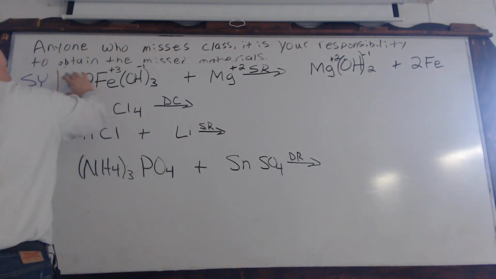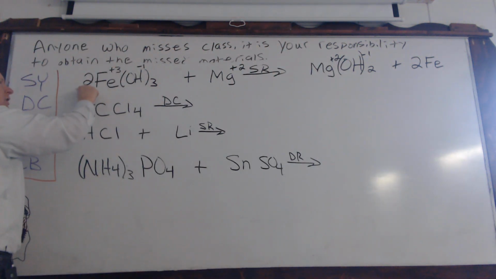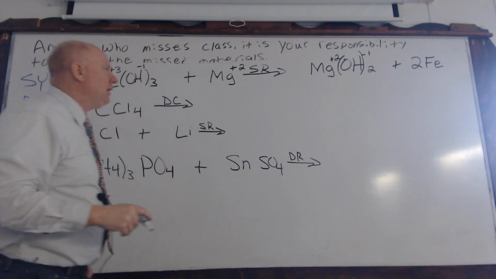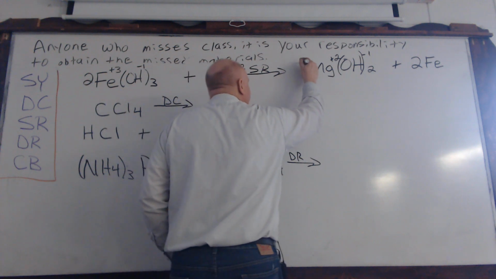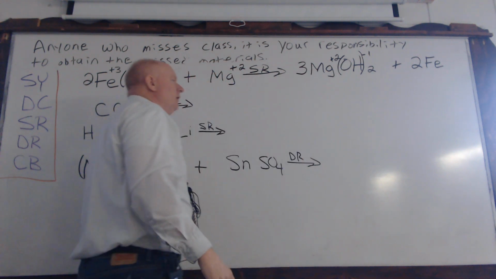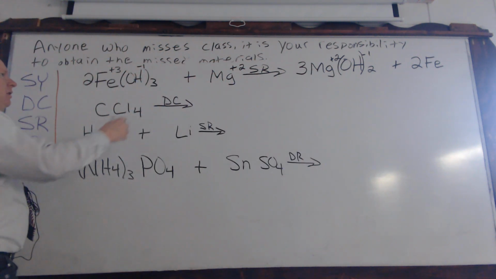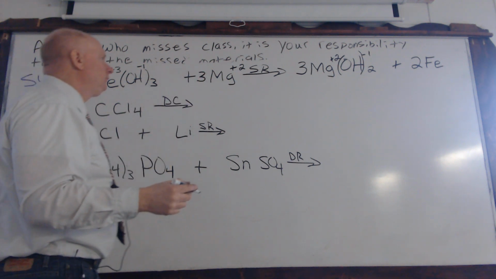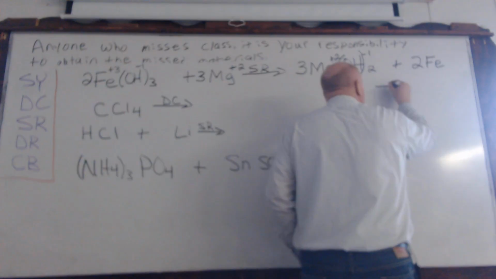Distributing this through the entire compound, 2 times 3 is what? So you have to put a 6 over here. Put a 3 in front of that magnesium. And then you have to put a 3 here. Now you're balanced.